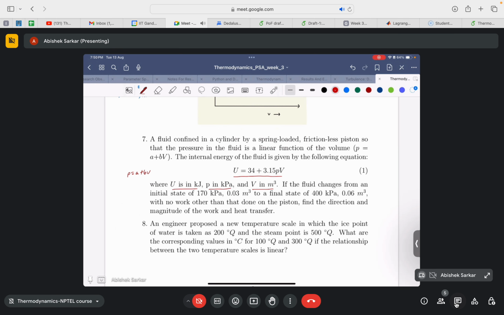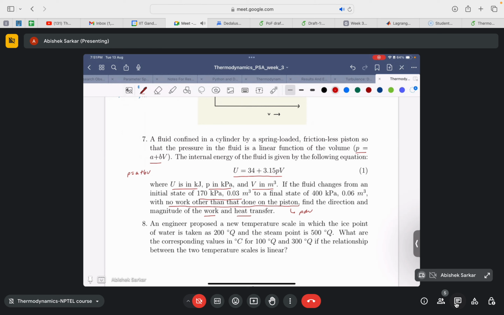If the fluid changes from an initial state of 170 kilopascal and 0.03 meter cube to a final state of 400 kilopascal and 0.06 meter cube, with no work other than that done on the piston, find the direction and the magnitude of work and heat transfer. So you need to find both the work and heat interactions in this question. They are saying there's only PdV work involved, and the relationship between the pressure and the volume is also given. So we need to find the net heat and work interactions.